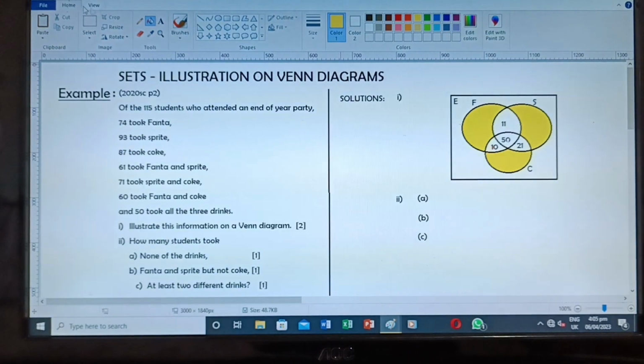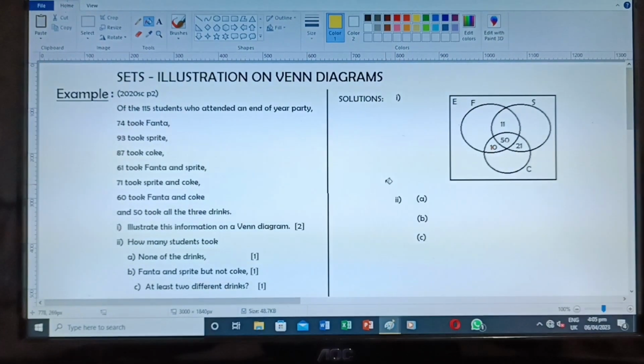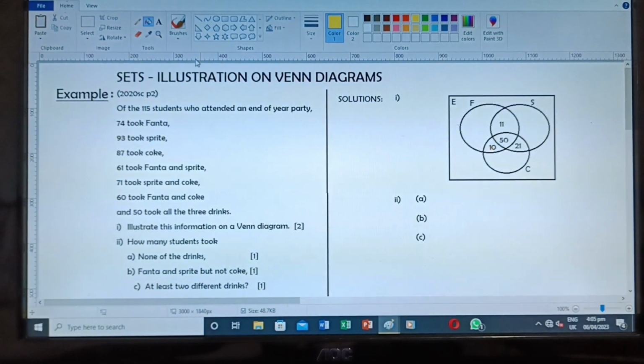So we need to fill those spaces with numbers. Okay, so filling those spaces with numbers, like looking at 74 who took Fanta. The region for Fanta is this one I've painted green, and we are told 74 took Fanta. So when you add all the figures in these four regions, you should get 74.